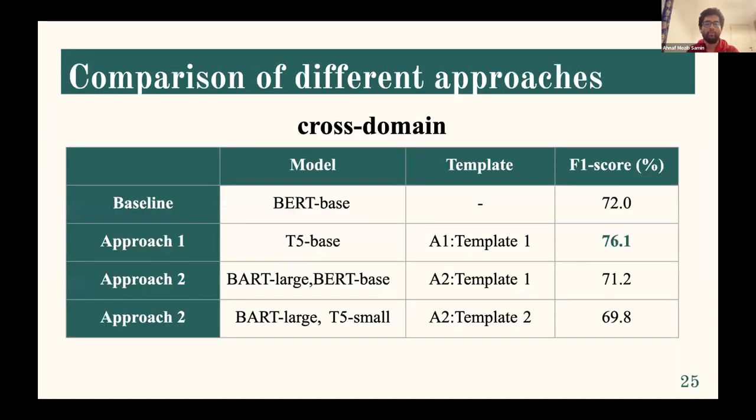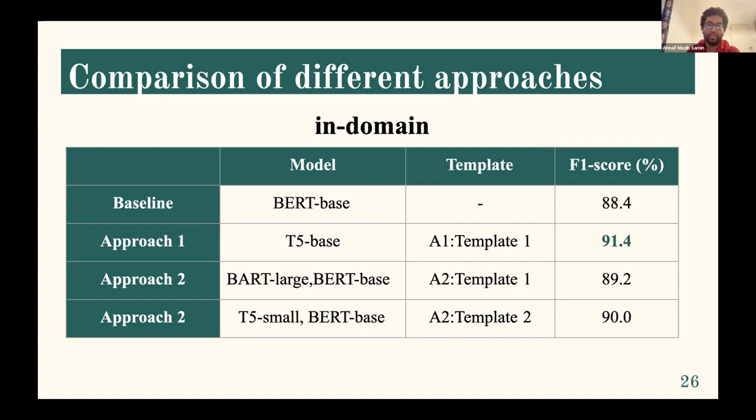If we want to look at all the results in one table, our baseline without using any prompt template gets a 72% F1 score for the cross-domain experiment, and we get the best result out of approach 1, which is fine-tuning the T5 model and using prompt engineering, with a 76% F1 score. We expected our approach 2 might have better results with additional information, but we get even a poorer result than our baseline.